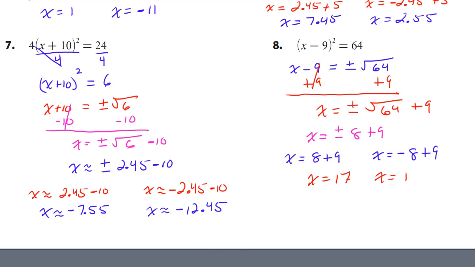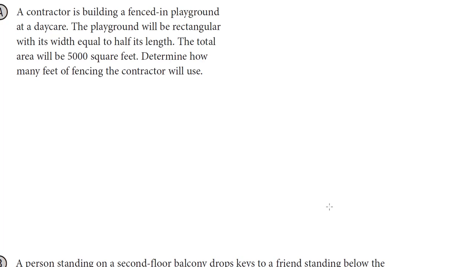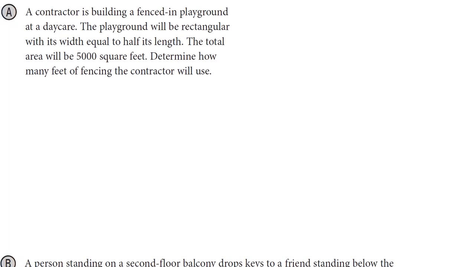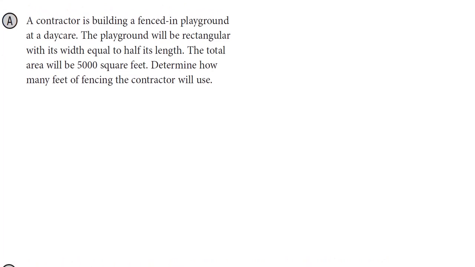All right, last part, word problems. Let's go ahead and take a look at how this applies to some word problems. All right, so a contractor is building a fenced-in playground at a daycare. The playground will be rectangular with its width equal to half its length. The total area will be 5,000 square feet. Determine how many feet of fencing the contractor will use.